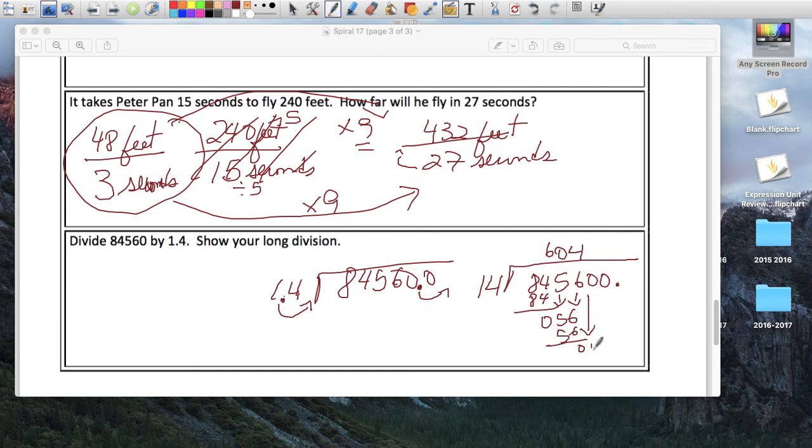Bring this 0 down. 14 goes into that 0 times. Now bring that other 0 down. 14 goes into that 0 times. So my final answer is 6,040. Huh. Well, I didn't think this was as difficult as I thought it would be.